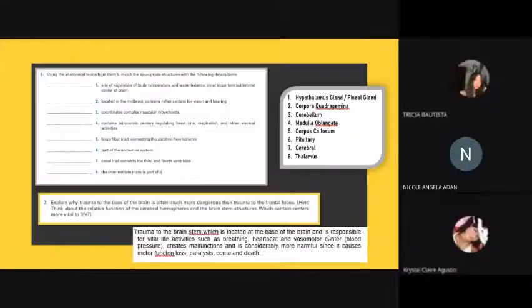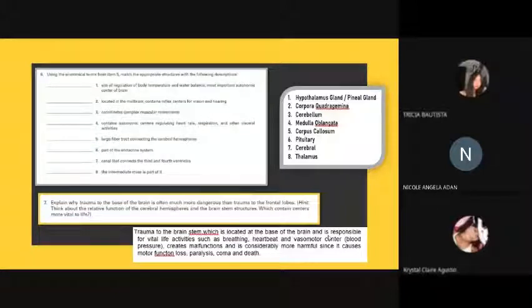For number 6, using the anatomical terms from item number 5, we will match the appropriate structures with the following descriptions. So number 1, it is the site of regulation of body temperature and water balance. It is the most important autonomic center of the brain. Our answer is the hypothalamus. And number 2, it is located in the midbrain, contains reflex centers for vision and hearing. It is the corpora quadrigemina.